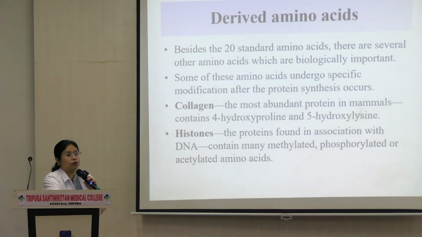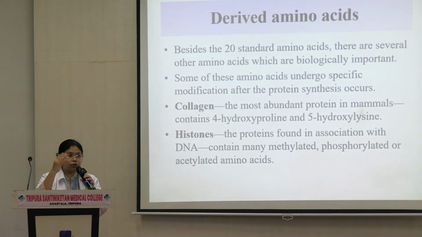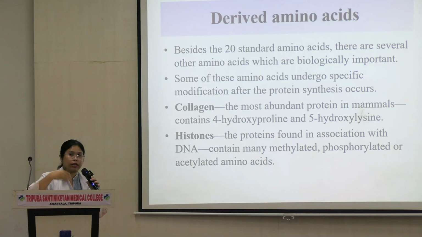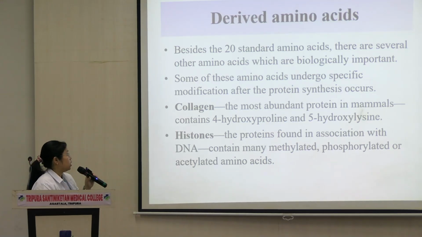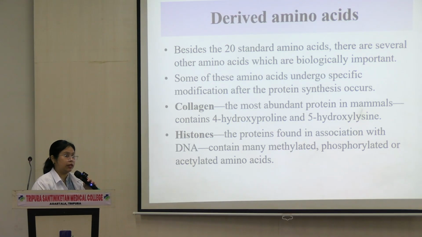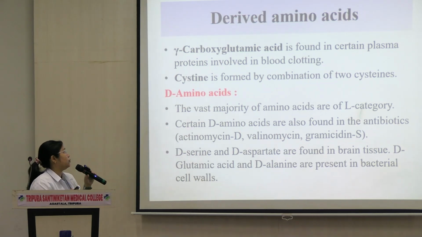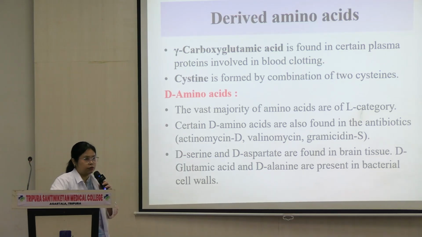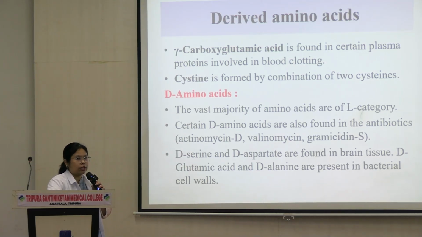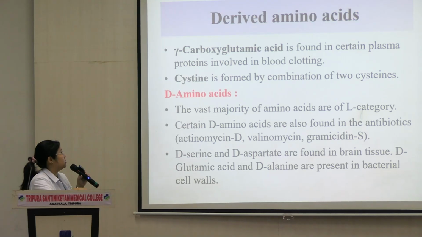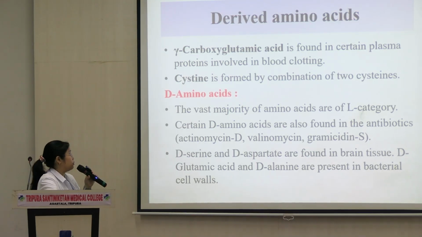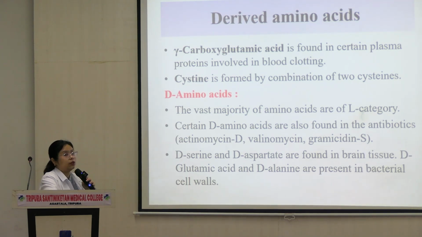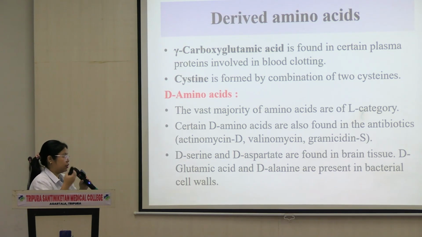Then we have something called histones. Histones are those circular molecules around which the DNA gets wound up. It gets circled around those proteins, so they are called histones. Those are also made up of certain amino acids. Then we have gamma-carboxyglutamic acid. It is found in the process of blood clotting. So clotting of our blood also involves certain amino acids, known as gamma-carboxyglutamic acid. Then we know cystine is formed from cysteine and cysteine condensation.